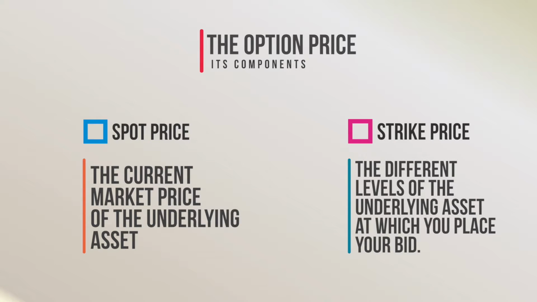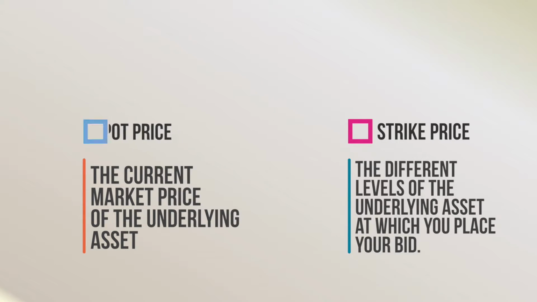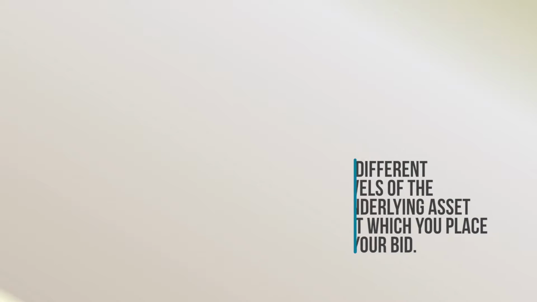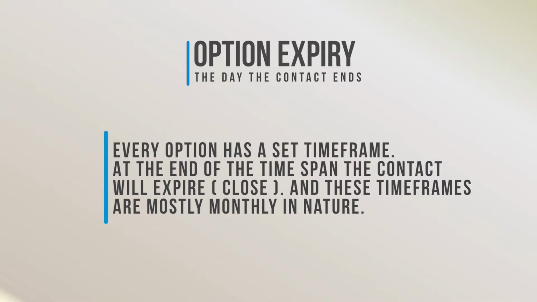So because option prices will vary according to the strike price, that is why it is very important to understand आप कौन सा strike price पे आप option खरीद रहे हो. The option expiry. Now option expiry का मतलब ये होता है as in every option has a set time frame. At the end of the time span, the contract will end or close. ठीक है? Now these time frames are usually monthly in nature.